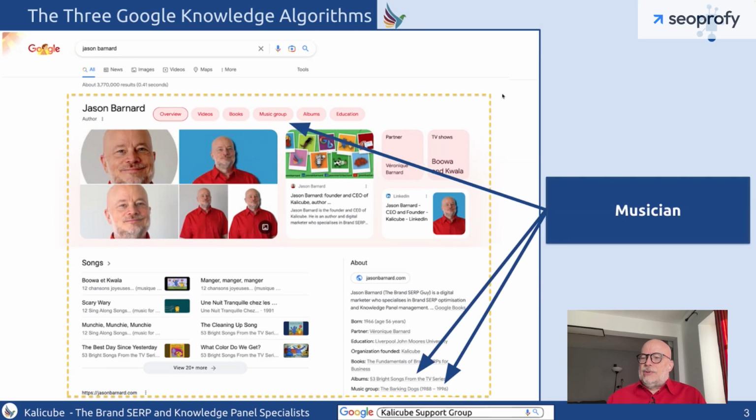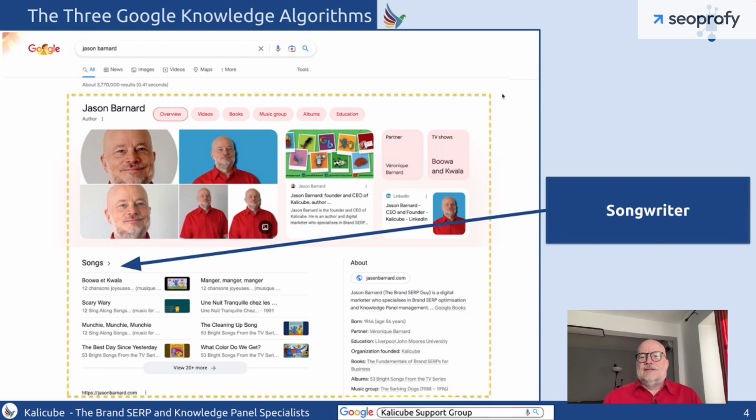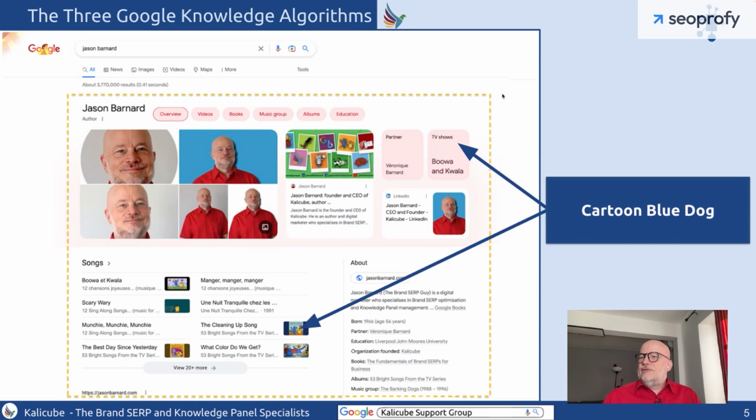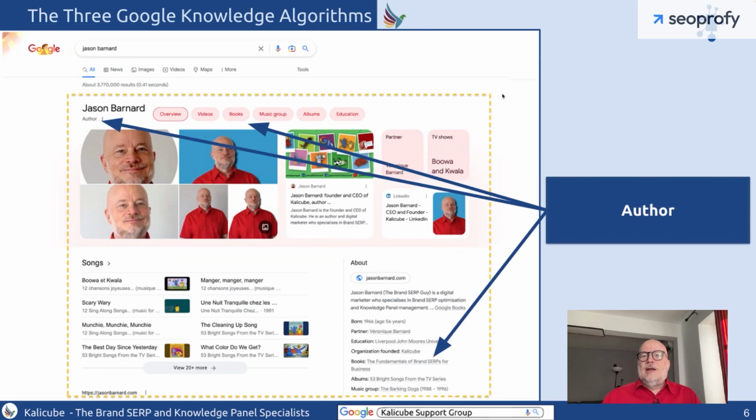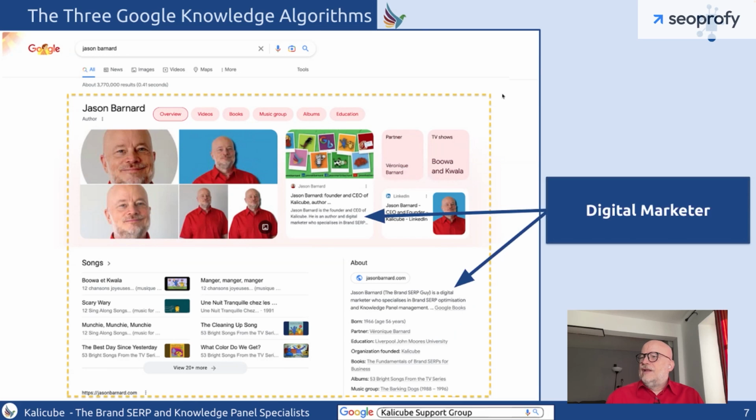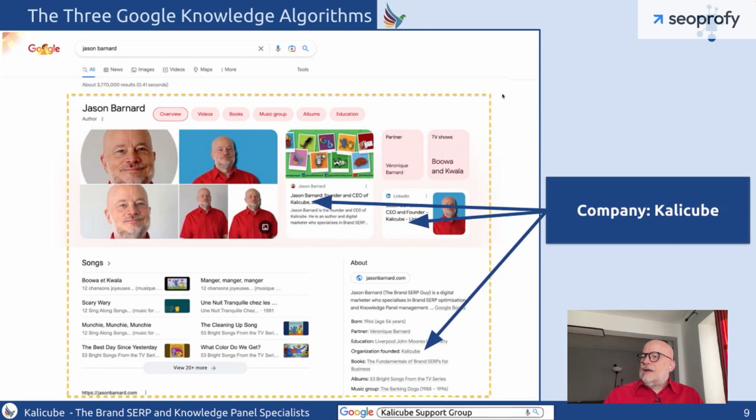Now, as you can see here, multiple places where it knows I'm a musician, music group, albums, and then the music group down the bottom, the Barking Dogs. It was a folk punk group in the 1990s. A songwriter. I've written over 100 songs, I think, maybe 90 songs. A cartoon blue dog in a TV series. I'm an author, written a book last year. In fact, the beginning of this year, it was released. And a digital marketer. And lastly, the brand SERP guy and the founder and CEO of Kalicube.